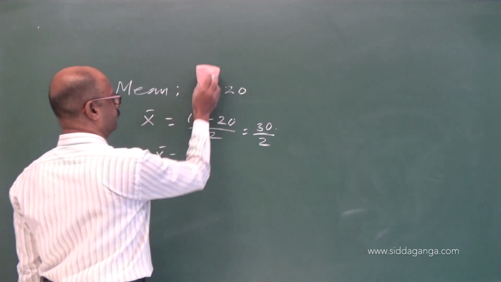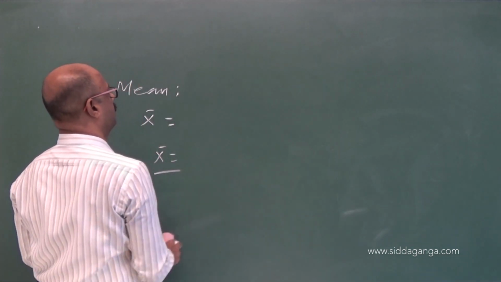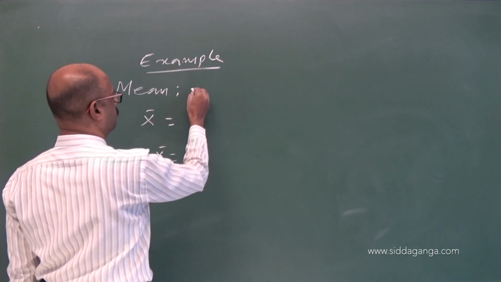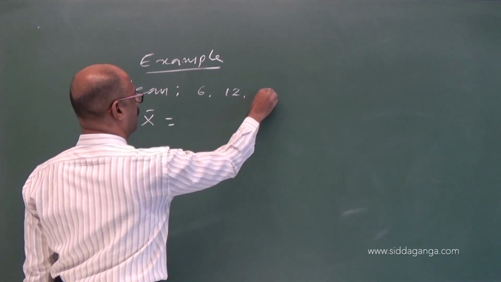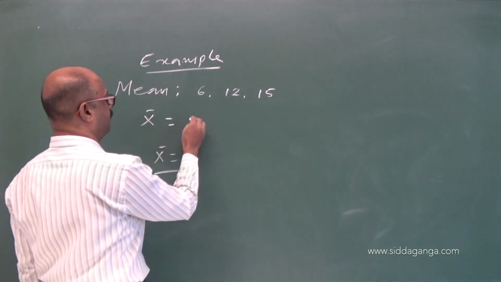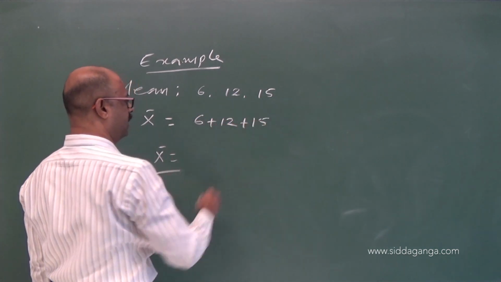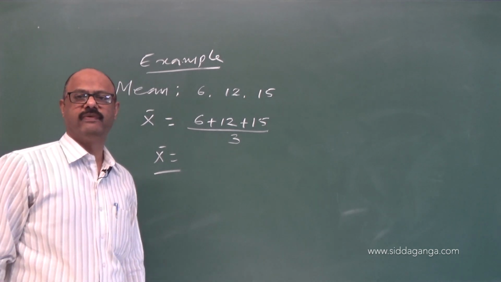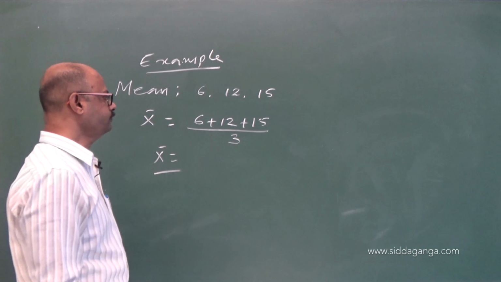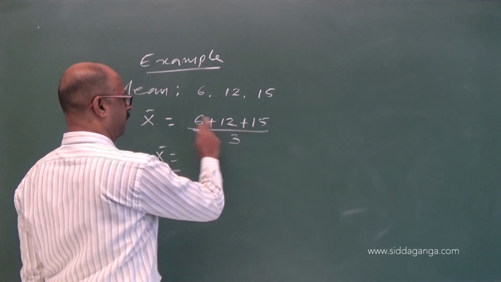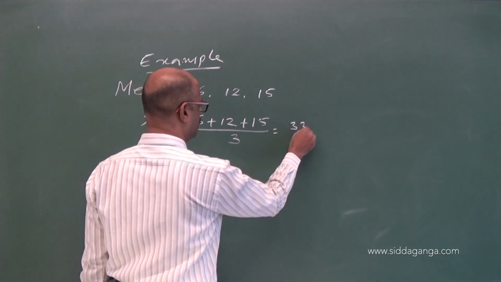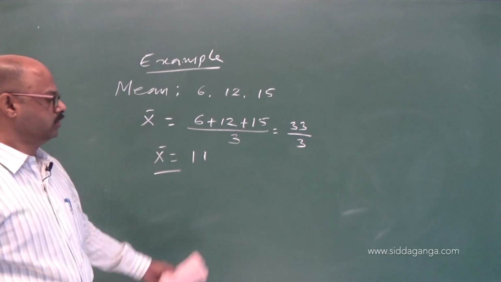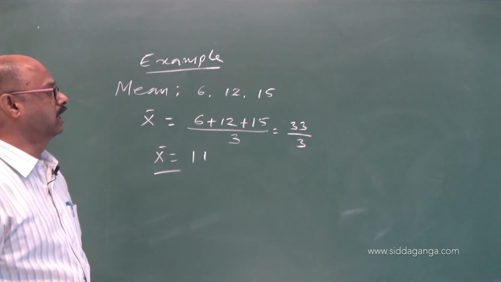Suppose three numbers are given. For an example, suppose three numbers are, one is 6, another one is 12, and next is 15, like this. So finding mean, it is 6 plus 12 plus 15 divided by 3. Why it is divided by 3? Because we find three numbers. Since you find three numbers, we will divide it by 3. 12 plus 15 is 27. 27 plus 6, you will get 33. It is 33 divided by 3. 3 one time gets cancelled, you will get 11. So this is how we will find mean whenever three numbers are given.